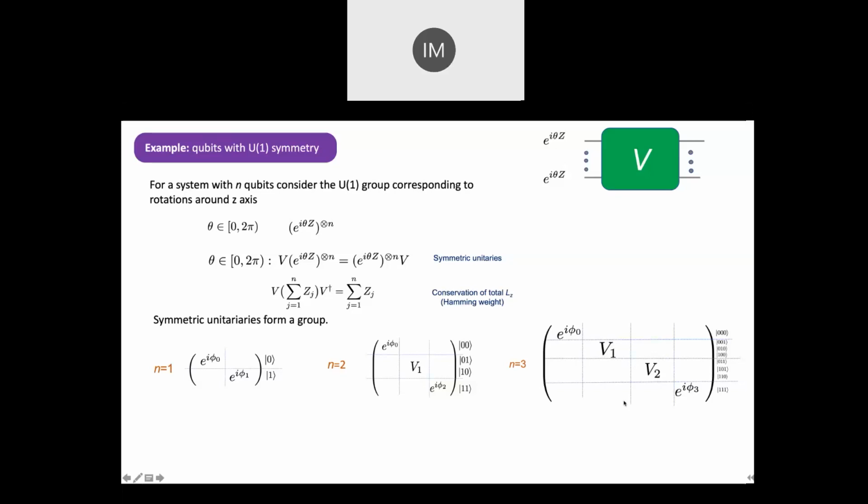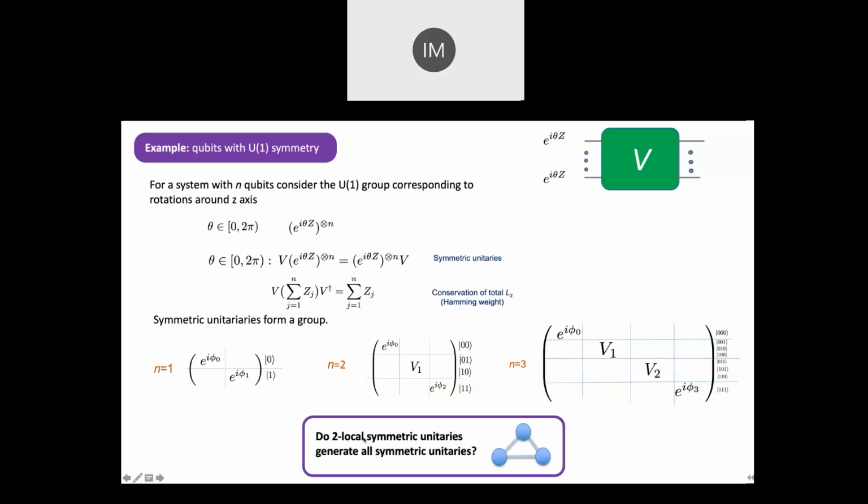Okay, so now I can define exactly the simplest version of the question that I want to study. The simplest version can be asked just for a 3-qubit system, meaning 8 by 8 matrices. I want to know if two-local symmetric unitaries that are in this form can generate all U1 invariant unitaries, all unitaries in this form. So for 3 qubits, just by coupling these pairs, and then this pair and this pair, can I implement an arbitrary unitary in this form or not? This is just the simplest version of the question.